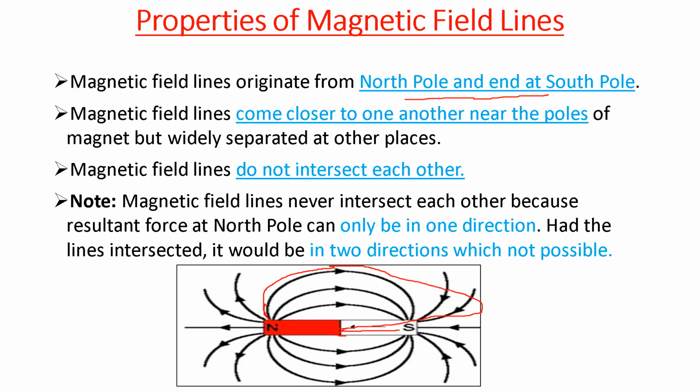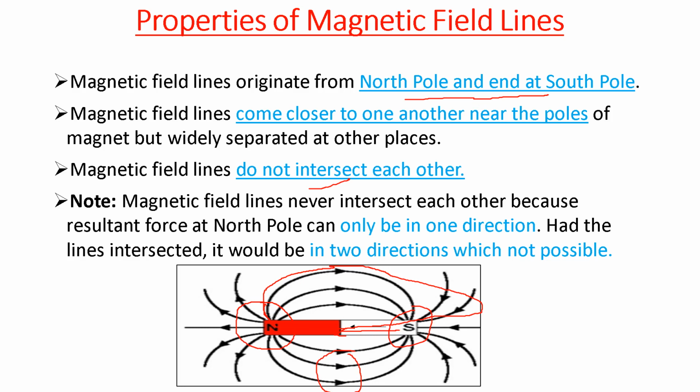The magnetic field lines come closer to one another near the poles. Here we can see that in this region the magnetic field lines are closer to each other at both the poles. So they are closer near the poles, and they are widely separated in the other regions. And magnetic field lines do not intersect each other. This is a very important point. The magnetic field lines never intersect each other.